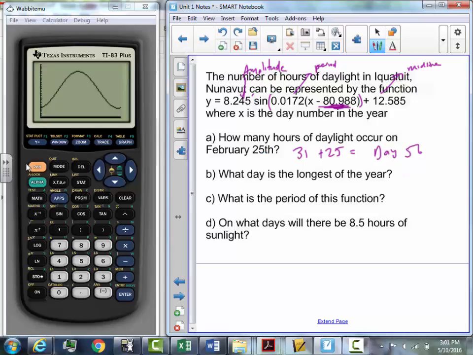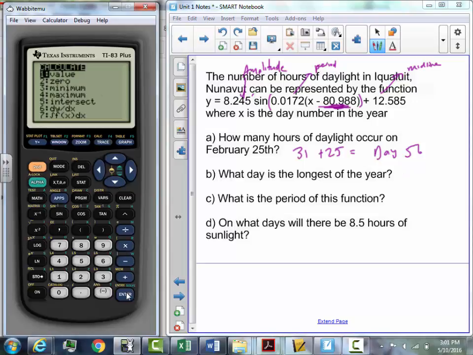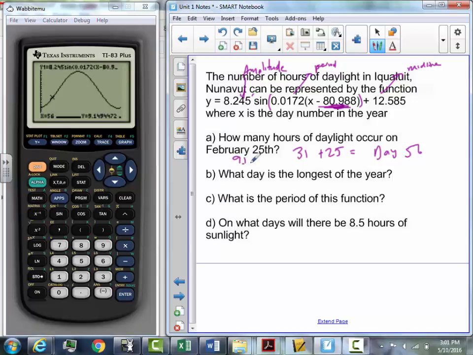Well, then just do this. Second, calculate the value on day 56. Well, mine didn't show up. Wait, what did you? Second, calculate the value when x is 56. Oh. The value when x is 56. 9.15. Yeah, let's call it 9.1. 9.1 hours.